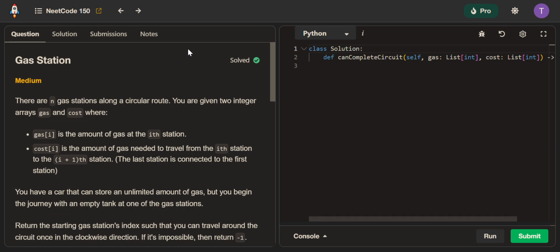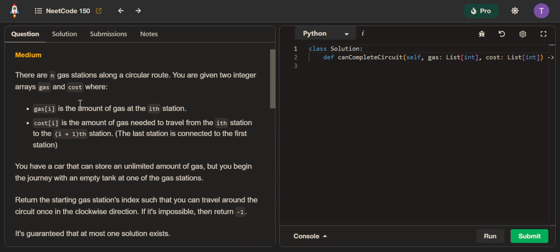This is problem 125 of Neetcode 150, Gas Station. So we're going to be given a number of gas stations and they're going to be connected. So the first index is connected to the last index. They're making up a circle.